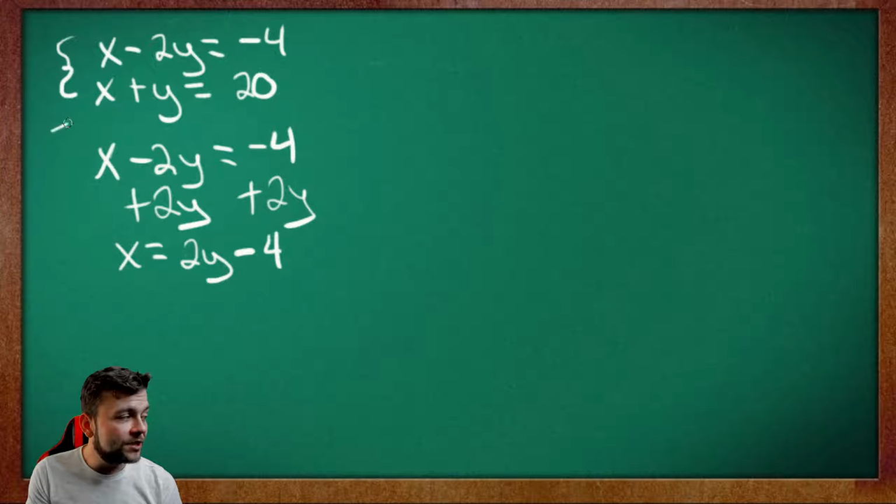Well, what do we have in this second equation? We have x plus y equals 20. And what are we saying x is? x is this junk.